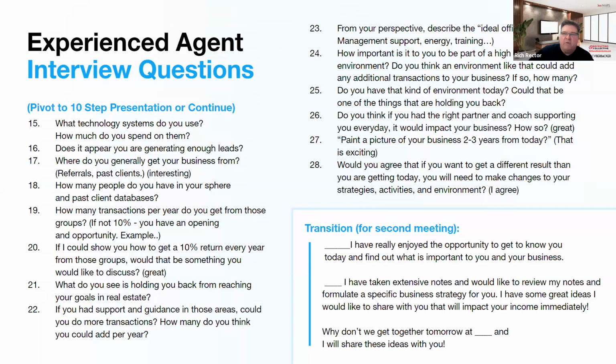How important is it for you to be part of a high energy, positive environment? Do you think an environment like that could add any additional deals to your business? What kind of environment do you have today? Could that be one of the things that's holding you back if you don't have that kind of environment, right? Do you feel like having the right partner and coach supporting you every day would impact your business? How so? Paint a picture for your business over the next 2 to 3 years, right? So I'm future pacing her there, right?